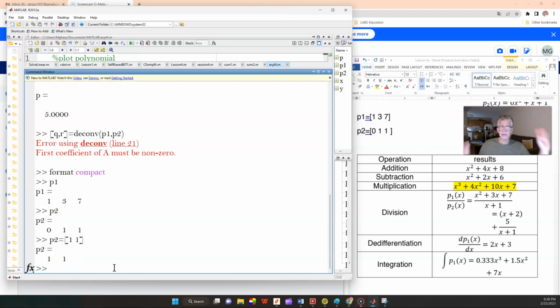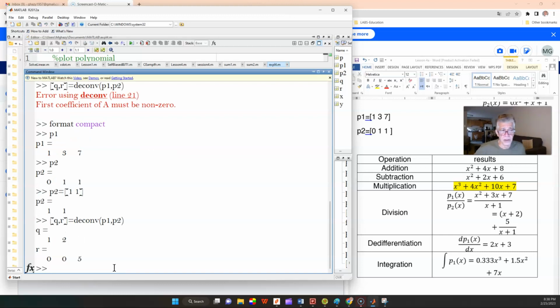So P2 equals 1, 1. Now, when you do the deconvolution to get the division of the two polynomials, it will accept it and give you the result. What is the result? 1, 2. It means when you divide P1 by P2, you get x plus 2, the result of the division, and the remainder is 5. Then you might ask why there are 2 zeros ahead of the 5. Because when you remember P1, that's P1 here, see, 3 terms.